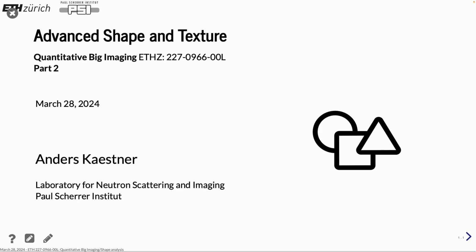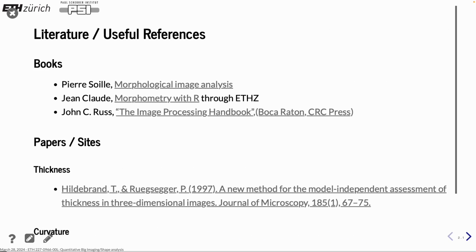So, part 2, and yeah, well, more or less the same literature. A very good book if you want to look into morphological image analysis is this one. He describes the methods very well, and also has nice pseudocode if you want to implement it yourself. So it's not in a specific language, but it's easy to follow if you want to understand what is going on in the different algorithms.